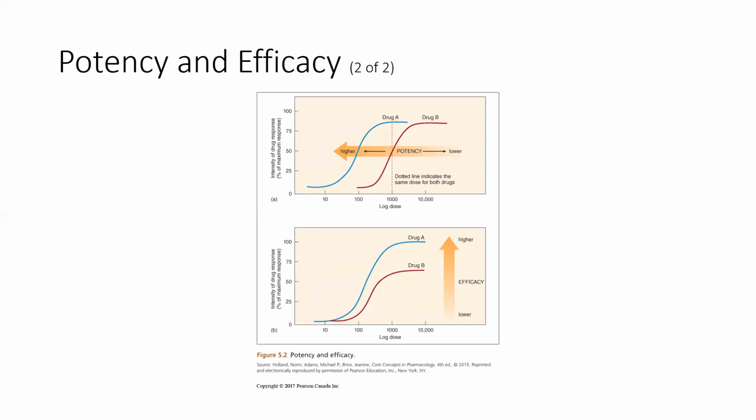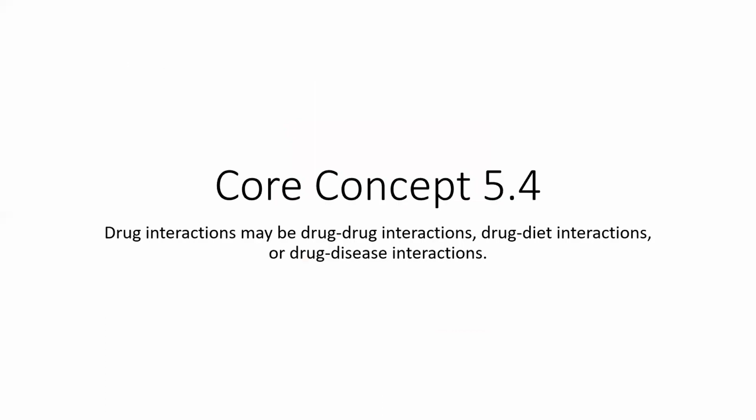This is the graph showing the log dose of drug A and B. See, the potency is shown by the dotted line. On one side, it's the higher potency, and on the other side, it's the lower potency. Efficacy is increasing up and decreasing down, like they're explaining here, horizontal and vertical.